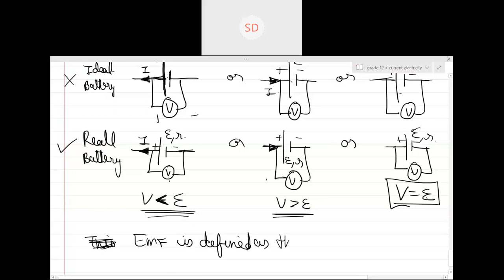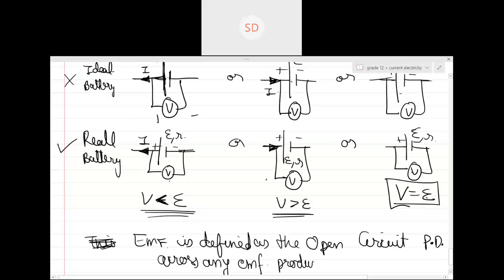EMF is defined as the open circuit potential difference across any EMF producing device. Is this clear, guys?